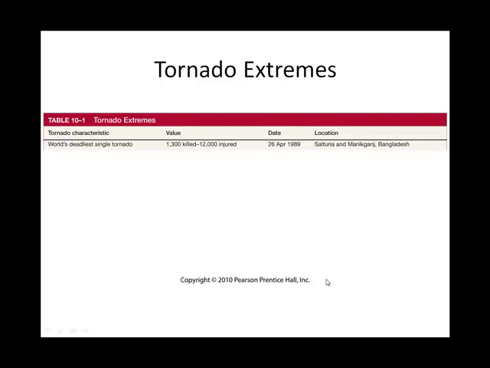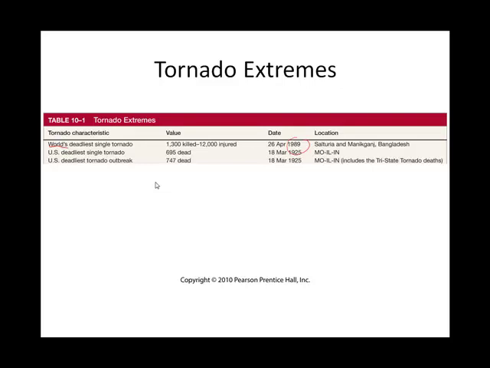So here's a table from your textbook. I think it's interesting, looking at some extremes with regard to tornadoes. So for instance, worldwide, the United States definitely is the hot spot for tornadoes. It's not necessarily the hot spot for thunderstorm cells, but we definitely have more tornadoes than anybody else. So the deadliest tornado was actually 1989, and it wasn't in the United States, it was in Bangladesh. And you can see the number of people that were killed in that tornado. 13,000 were killed and 12,000 were injured.